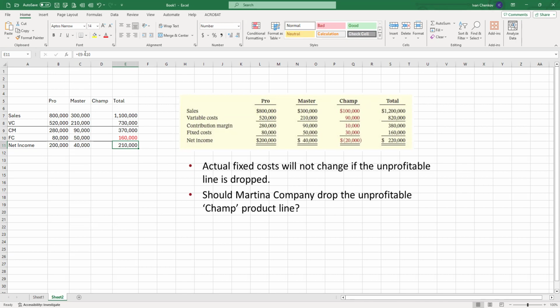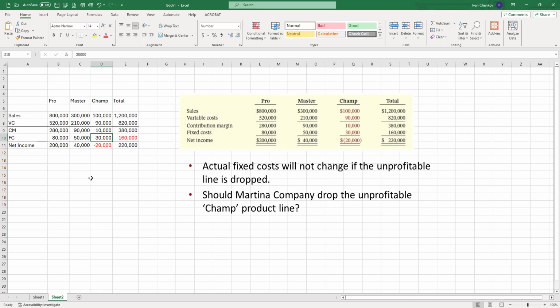So now, what does the slide say? The slide says you drop it if and only if the contribution margin lost is less than the fixed cost saved. Make sense? Yeah. If you're saving more on the fixed cost than the contribution margin loss, drop it.